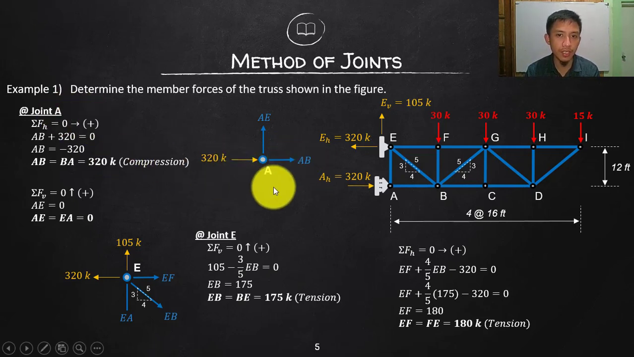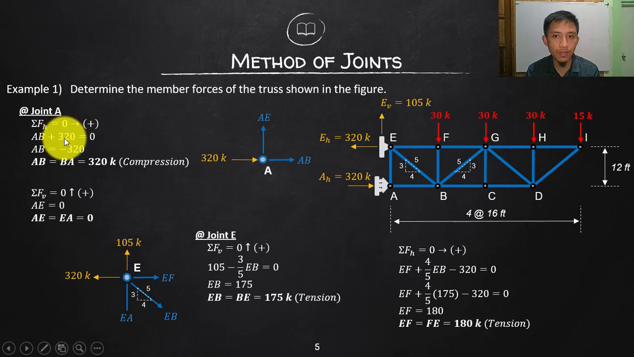So let's start with joint A. Again, that is the application. The reaction is going towards joint A, since we can see it here. And if I separate this joint, you will have the connected members AE and AB. Those are represented by forces, which I will initially assume as purely tension. All of these are tension members. So AE going away, AB going away. Those are the unknown member forces that I will be solving within joint A.